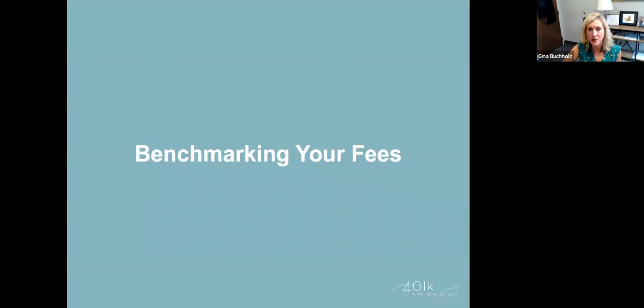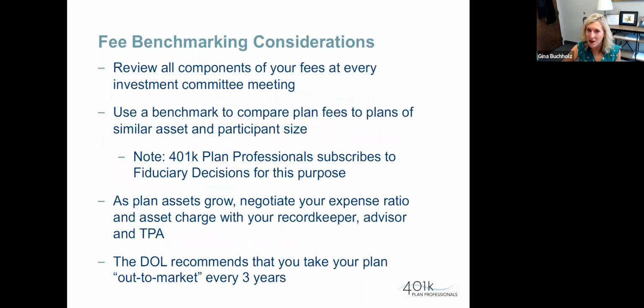So let's just talk about one last thing. And again, in committee meetings, part of every committee meeting we do is we help benchmark your fees. So we like to break it down in those different pillars for you. Here's what your record keeper gets paid. Here's what your advisor gets paid. Here's the investment management cost. In every committee meeting, that's part of our agenda, and we're going to break down your fees for you.